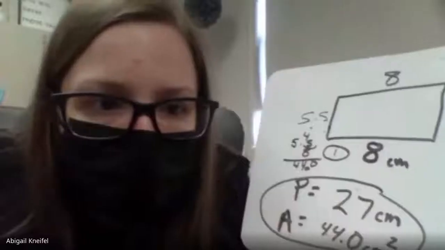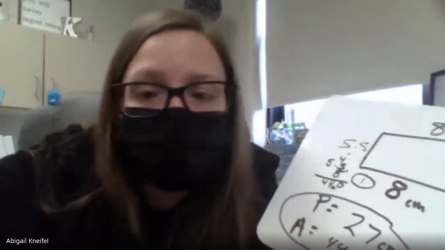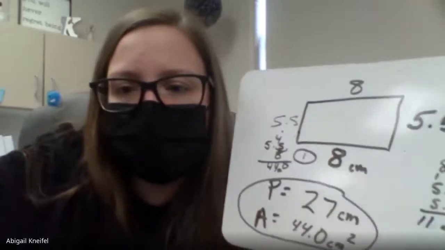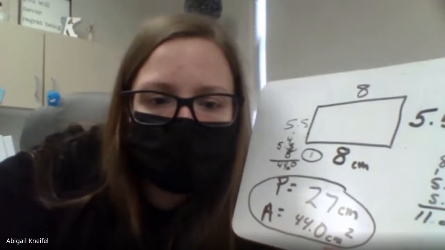Show me your board. 44. Yeah, 44 is fine too. You don't have to put the 0.0. I don't know why I did that, but you don't have to do that. Evan, do you see where you made your mistakes? Remember, it's okay if you don't get it right. We just need to know where you made your mistakes. Blake, you have to have the units. That is part of area and perimeter.